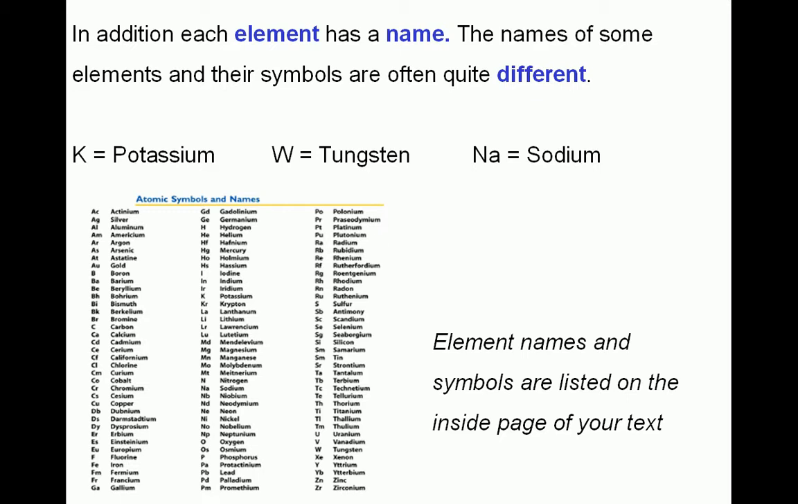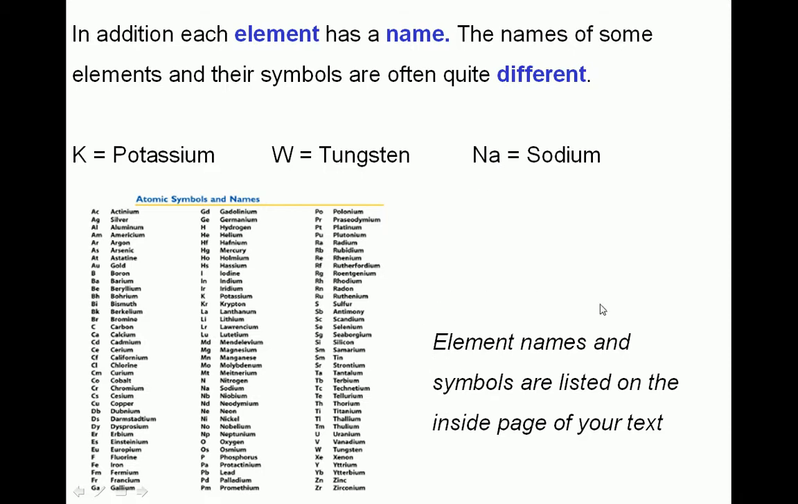So we can see this: the symbol for potassium is K, and it has no obvious relationship to the English name. The symbol for tungsten is W. It comes from the German for Wolfram. And then the symbol for sodium is Na, and that comes from the Latin for natrium.